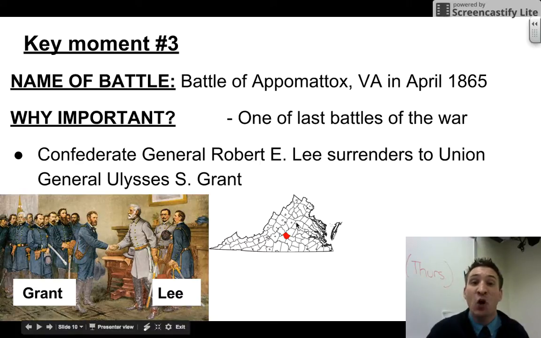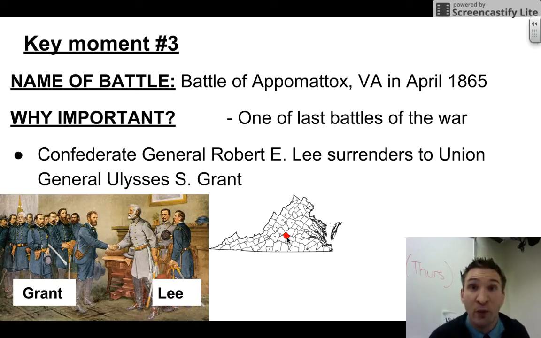Where is Appomattox? Well, here's Charlottesville, this little dot in Albemarle County, and Appomattox is just south of Charlottesville in this red area right here, not too far from where we live.